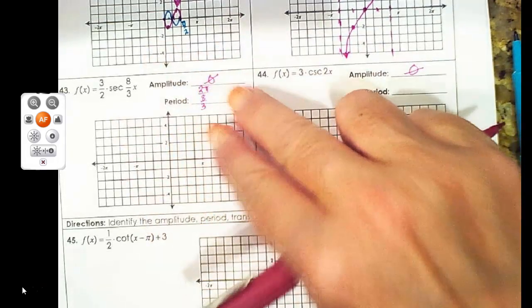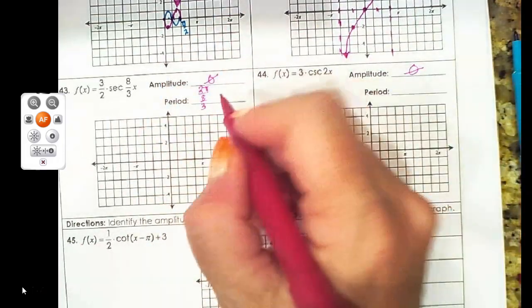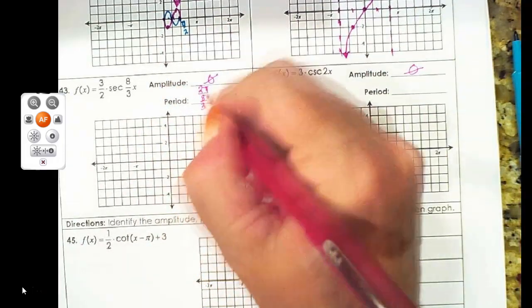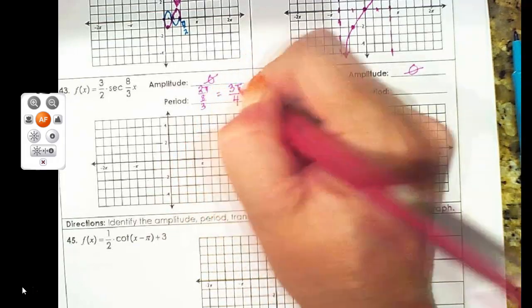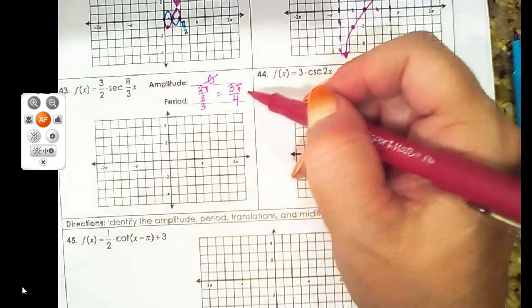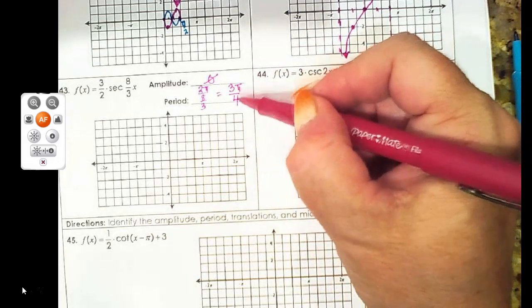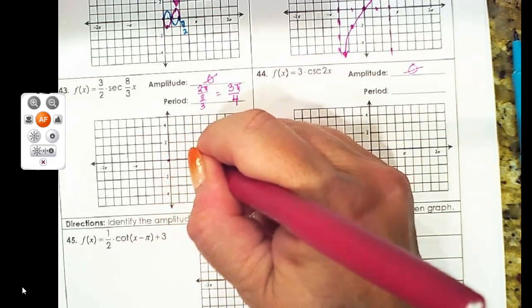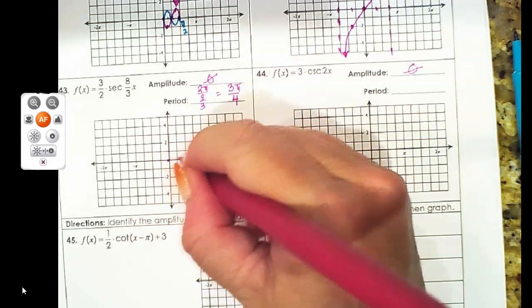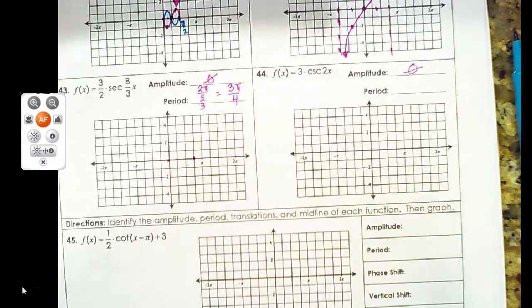So I'm going to go 2 pi multiplied by 3/8, which is 6 over 8, which is 3/4 pi, or 3 pi over 4. So one whole cycle will happen in 3 pi over 4. So that's from 0 to 3 pi over 4 right there in 3 little squares of the graph.